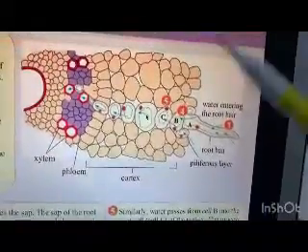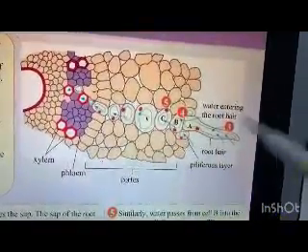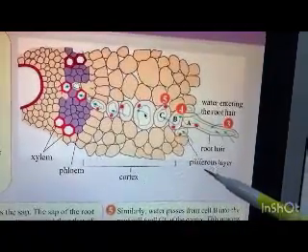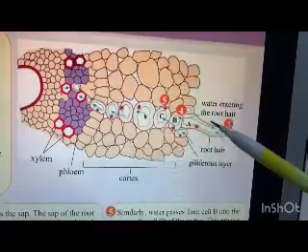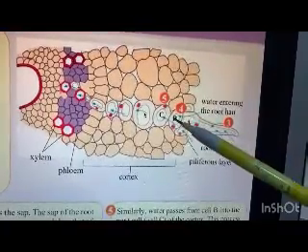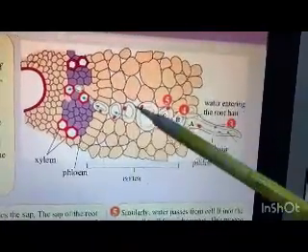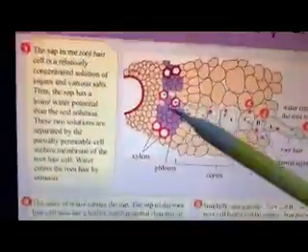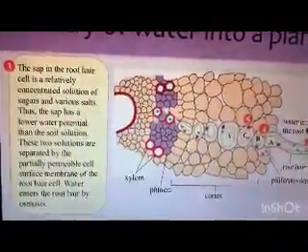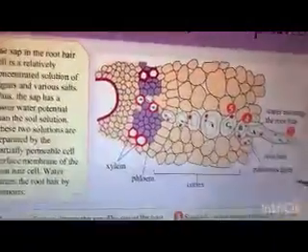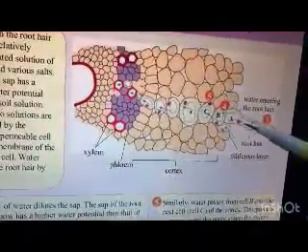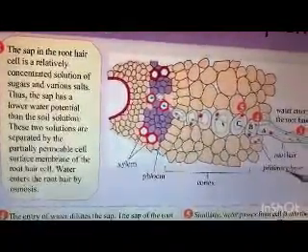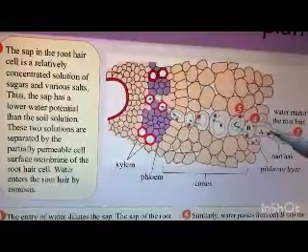If you look at the diagram, these are the xylems and these are the phloems. This entire part is called the cortex. Here we have the root hair, the piliferous layer, and water entering the root hair. This is where water is entering through the root hair. So in this diagram, we will be discussing points 3, 4 and 5. In point 3, the sap in the root hair cell is a relatively concentrated solution of sugars and various salts.